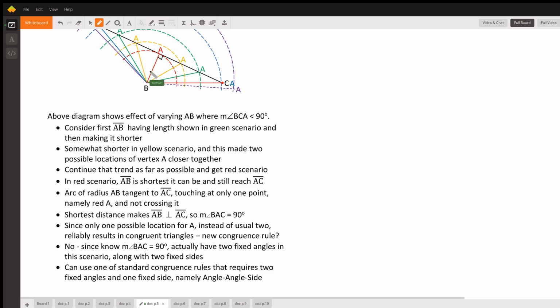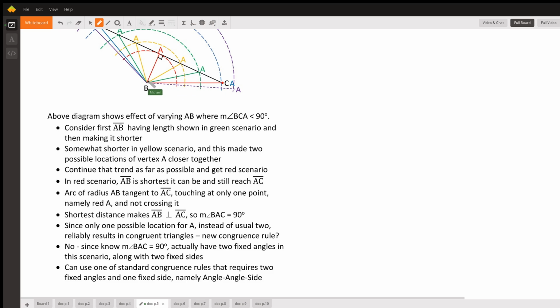When you get to this point, this arc that shows the possible length of side AB is tangent to this line and touches it at only one point, and that would be perpendicular. That would be a right angle. So under those circumstances, only one triangle is possible.